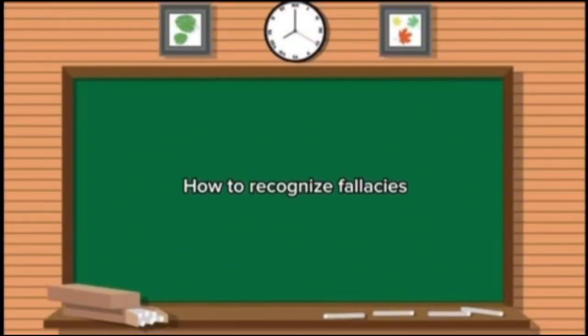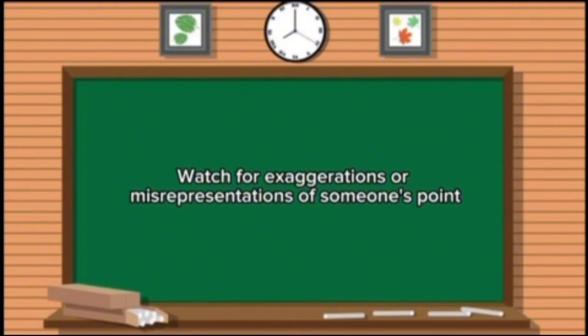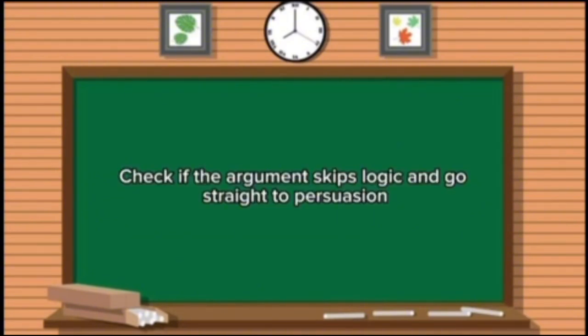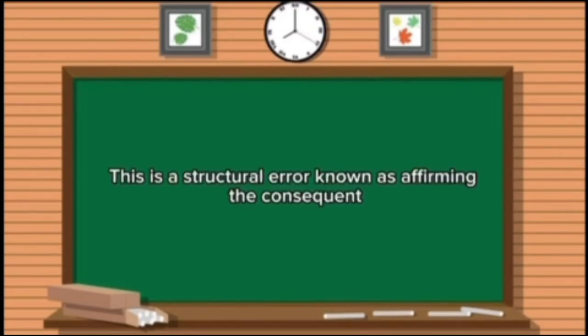How to recognize fallacies. Look for emotional manipulation instead of evidence. Watch for exaggerations or misrepresentations of someone's point. Check if the argument skips logic and goes straight to persuasion. Types of fallacies. Formal fallacies. Errors in argument structure. Example, if A is true, then B is true. B is true, therefore A must be true. This is a structural error known as affirming the consequent.